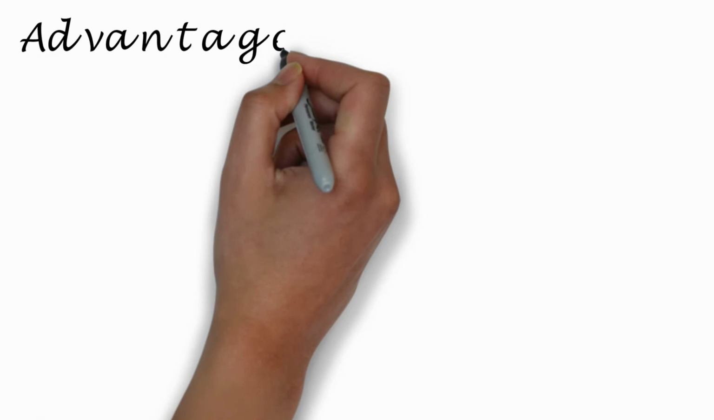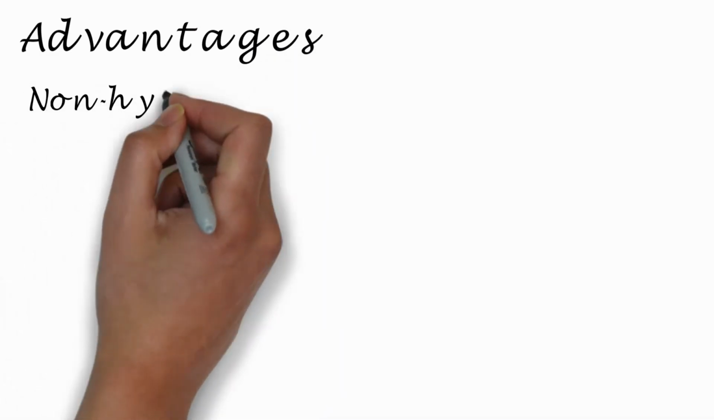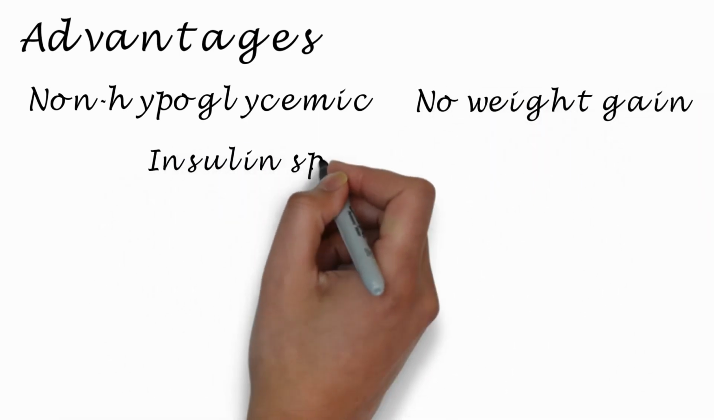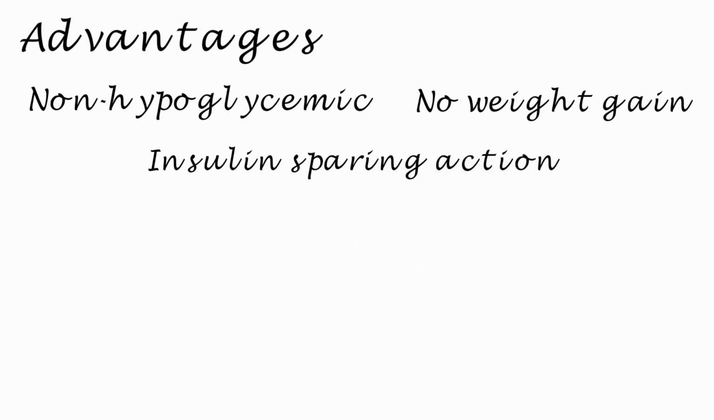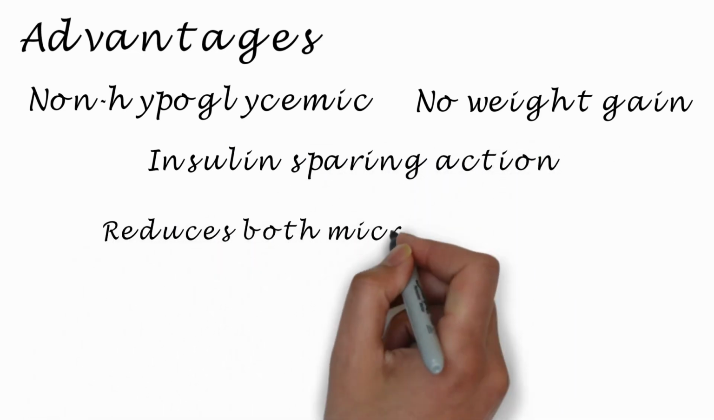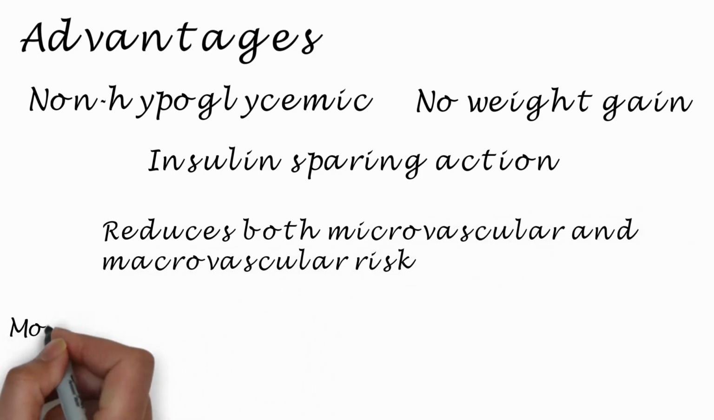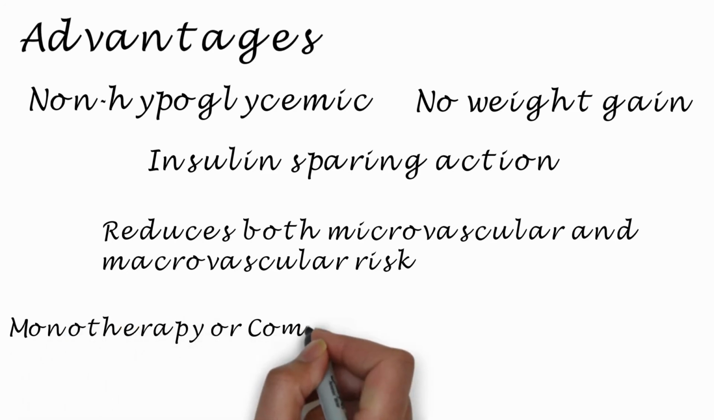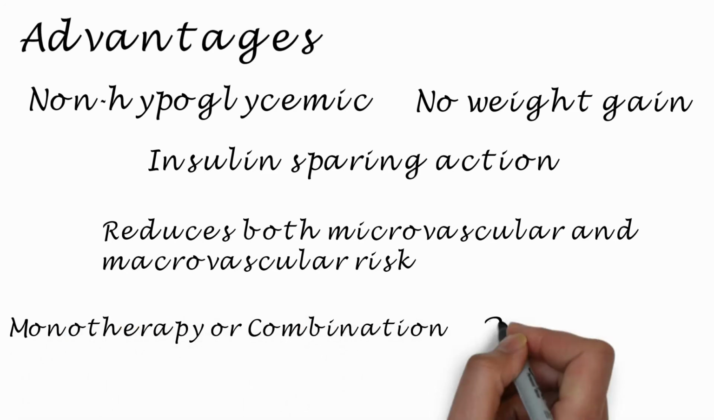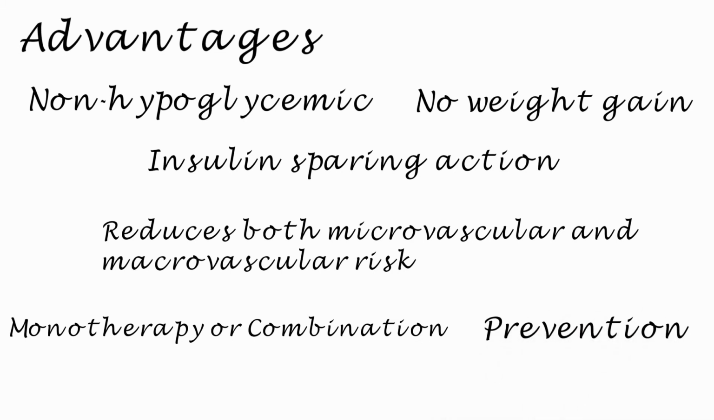Biguanides have several advantages: they are non-hypoglycemic, they do not cause weight gain, and they have insulin-sparing action, so they do not accelerate beta cell exhaustion or failure in type 2 diabetes. They decrease the risk of both macrovascular as well as microvascular complications of diabetes, in contrast to other therapies with only modified microvascular morbidity. These agents can be used as monotherapy or in combination with secretagogues or thiazolidinediones. Metformin is also efficacious in preventing the new onset of type 2 diabetes in middle-aged obese prediabetics.